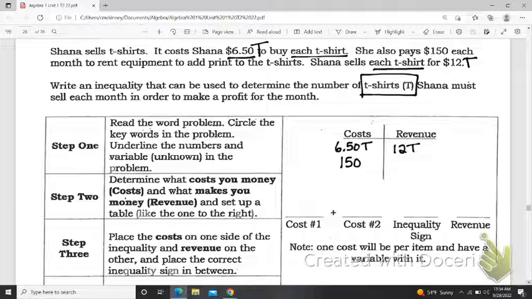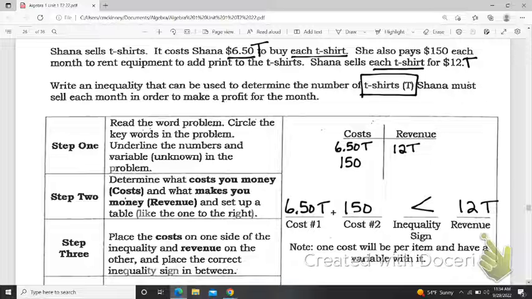So her two costs. If I want to make a profit, I want my cost to be less than my revenue. If they are equal, that would mean that I just broke even. I didn't lose money, but I didn't make money either.